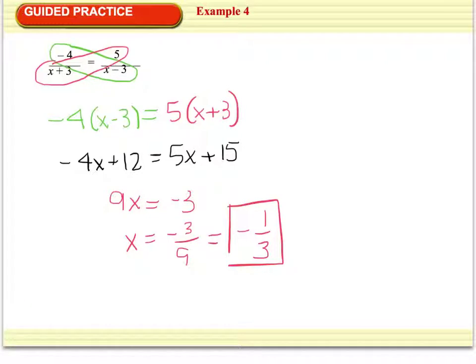So I'm just going to go back and double check to make sure that my work is good. And when I plug a negative 1/3 in, I see that I actually end up with a negative 1.5 on both sides, so that tells me that my work is good. And this will conclude section 9.6.